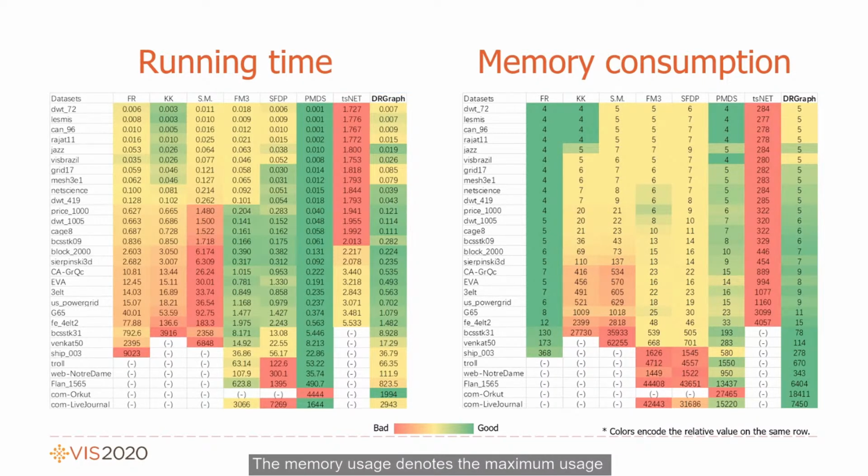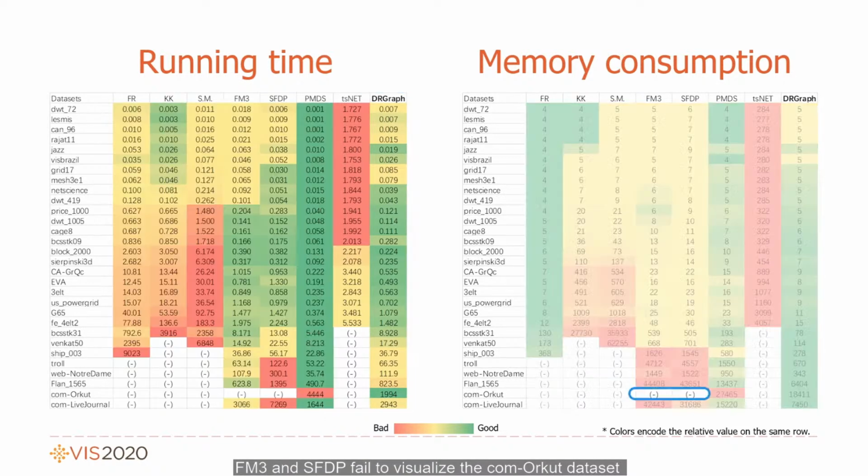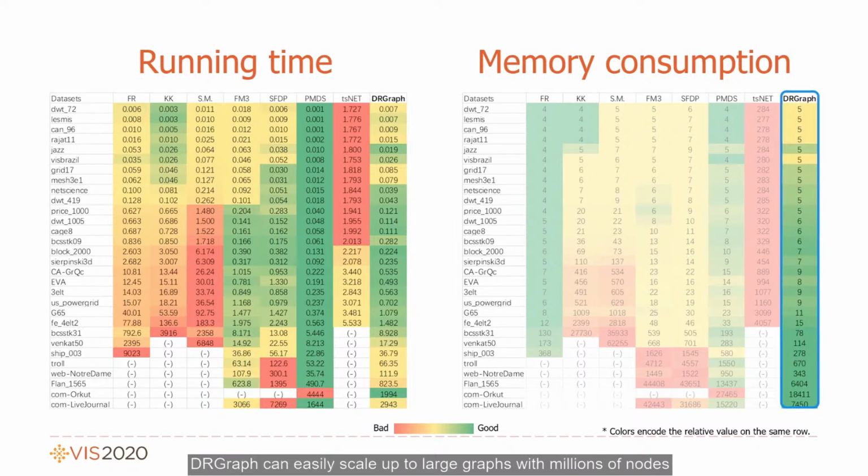The memory usage denotes the maximum usage of the process during its lifetime. FM3 and SFDP fail to visualize the Horak dataset due to their huge memory consumptions. DRGraph can easily scale up to large graphs with millions of nodes on commodity computers.